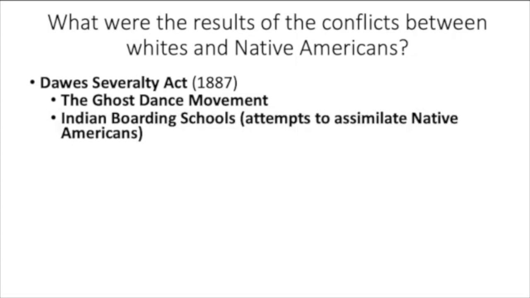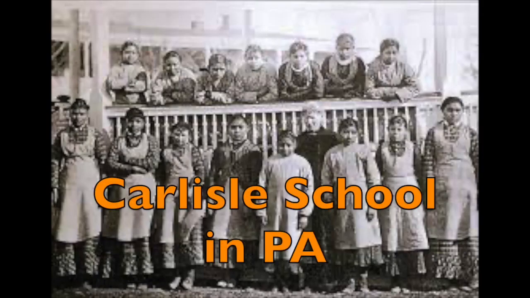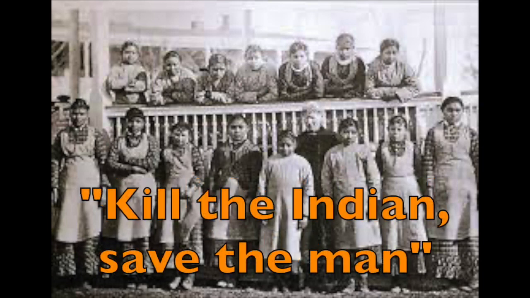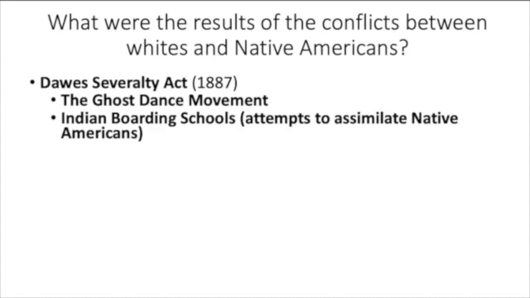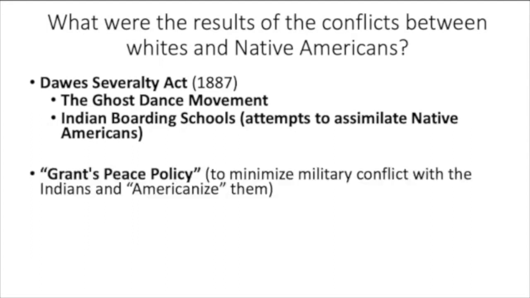Indian boarding schools attempted to assimilate Native Americans. Now, in many cases, Native American children would be sent to these boarding schools. A great example of this boarding school would be the Carlisle School in Pennsylvania. And they would be taught to speak English, live the American way of life, dress like a white American, and they would attempt to, quote, kill the Indian, but save the man. Needless to say, these Indian boarding schools were very oppressive towards traditional Native American ways of life.